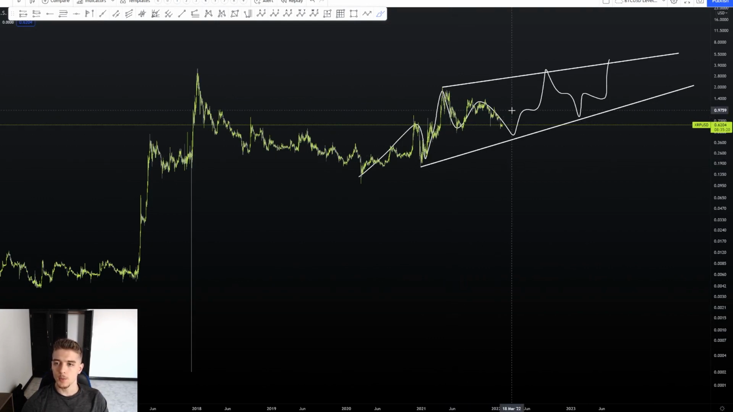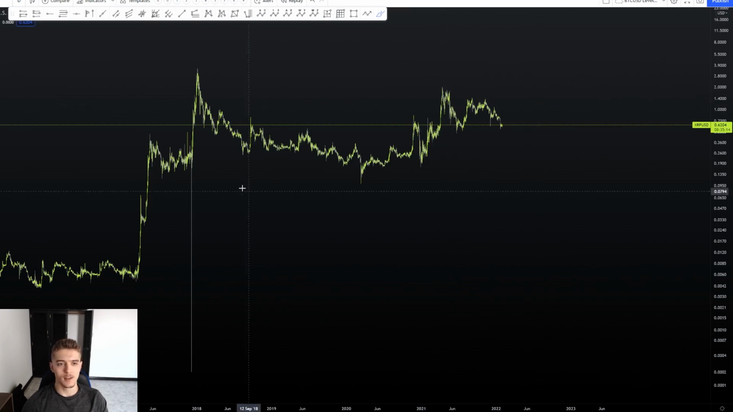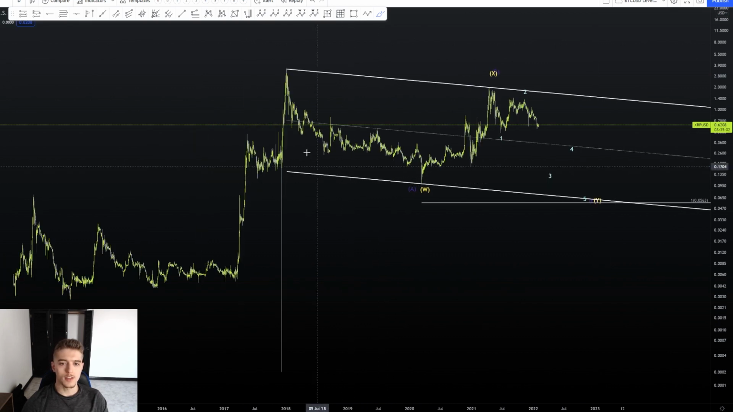And if this isn't the correct count, then the only viable possibility, in my opinion, is that this is all a wave W or A down here. This is all an X or B, and we're coming down for a C or Y. So that would look a little bit like this.